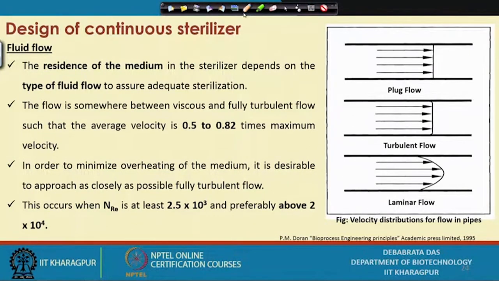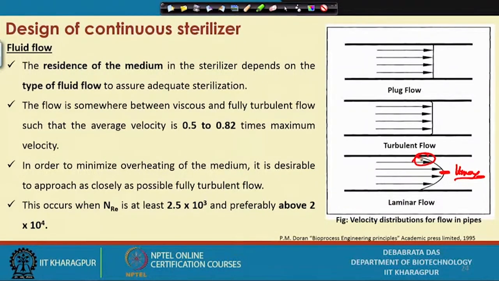Because you know that we have the plug flow, the turbulent flow, and the laminar flow. Now, if you have this laminar flow, you can see the velocity gradient across the cross section of the tube. Now, if you take this velocity at the middle of the tube, then it is very high. This is U max. Am I right? Naturally, on the basis of that, if you consider the time required for the sterilization, here the media will be underheated.